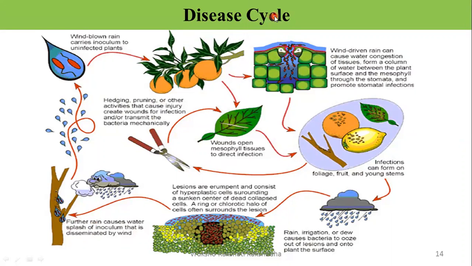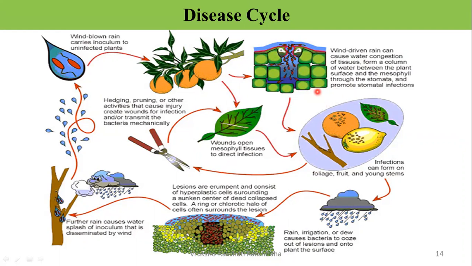This is another pic of the disease cycle. You can see the citrus plant over here. Once the bacteria enters the stomata, it invades the healthy leaf through the stomata. Here it will multiply, it will gain entry into the intercellular spaces of the mesophyll tissue, and later on it will dissolve the middle lamella and gain entry inside the cells. In this way, it enters the lower surface of the leaf first and then spreads to the upper surface.